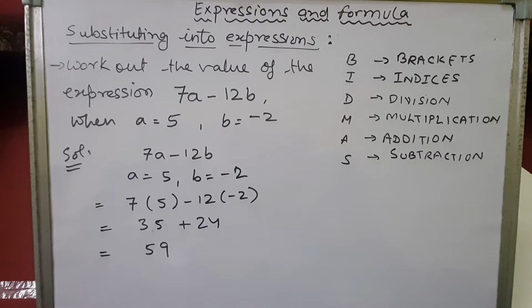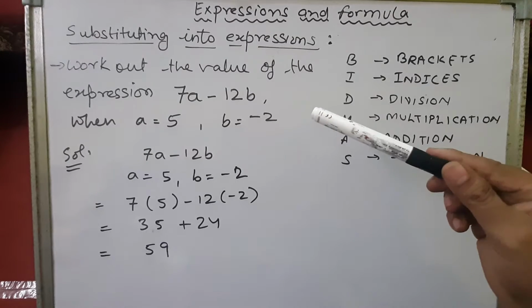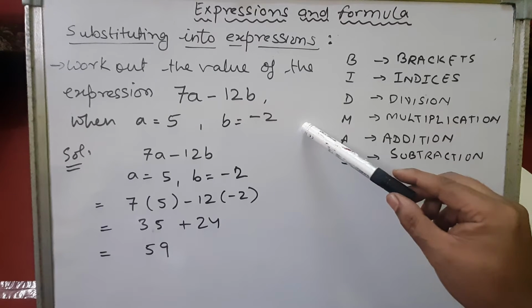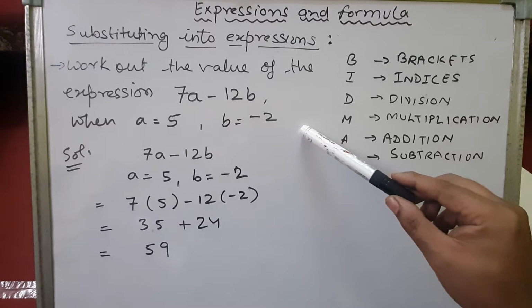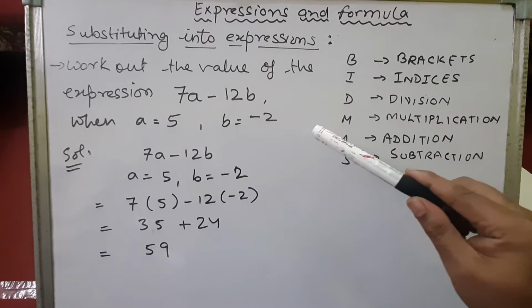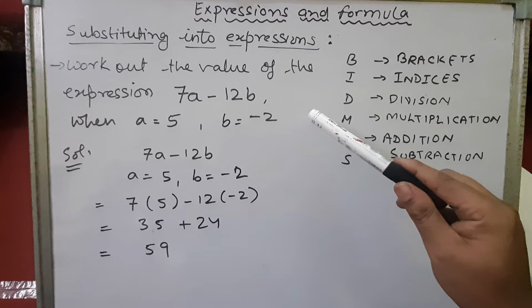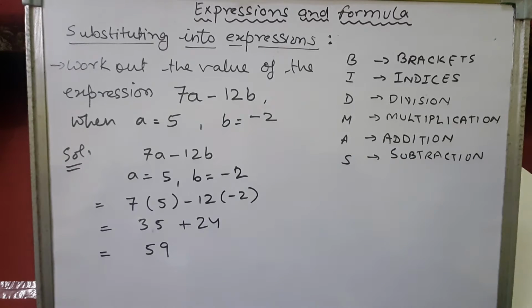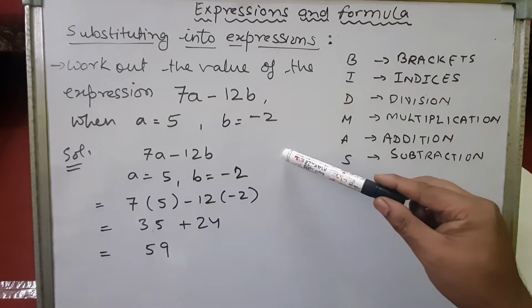Here this sum is written, and in this sum it is given that we have to work out the value of the expression 7a minus 12b, and here the value of a is given as 5 and the value of b is given as minus 2. Now what we'll do, we'll substitute 5 in place of a, we'll substitute minus 2 in place of b, and then we'll simplify the expression by using this rule. Brackets and indices first, then division, then multiplication, then addition, then subtraction. Alright, let's see what the expression is.